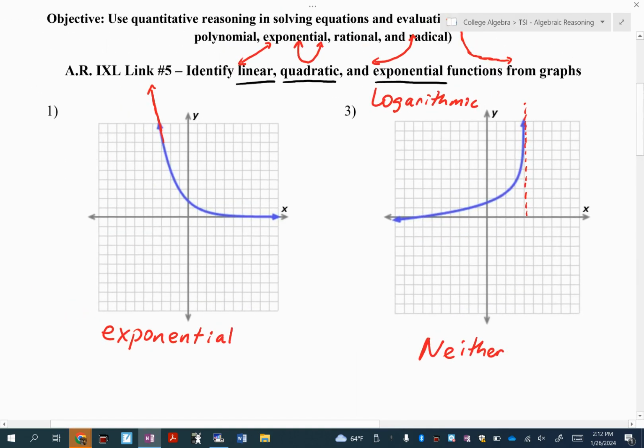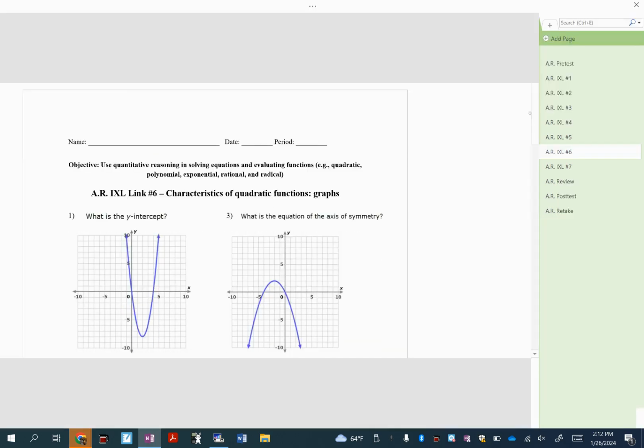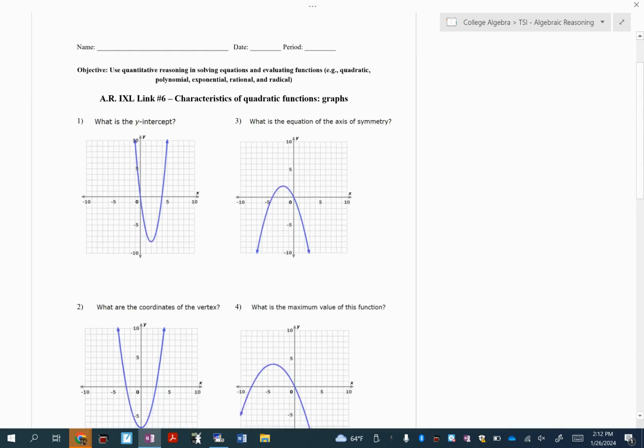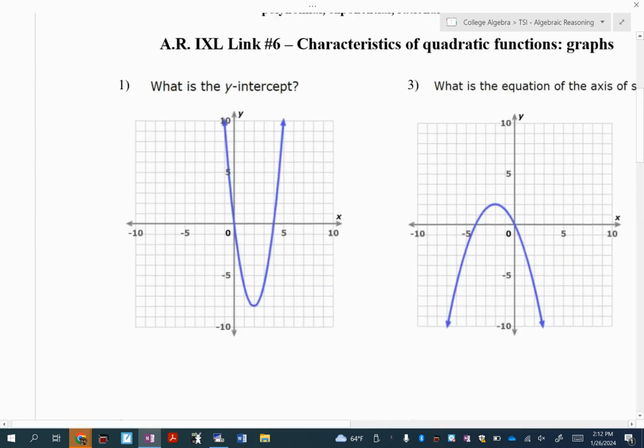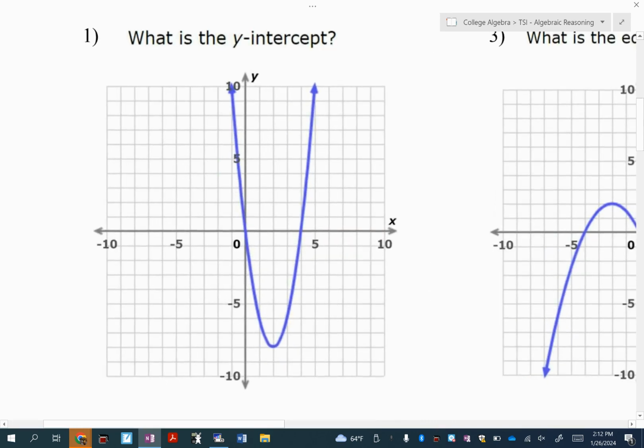Are we ready for the next link? All right, go right into it. Quadratic at the bottom. And then the first one was exponential. And the number 3 was neither, because you're not going to be able to put logarithmic. So you just choose neither or none or whatever it is. I did put logarithmic because technically that's what it is. But the choice is like neither.